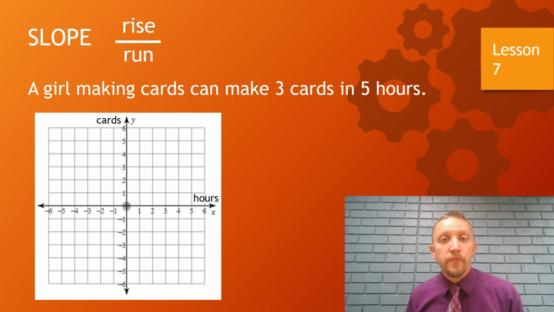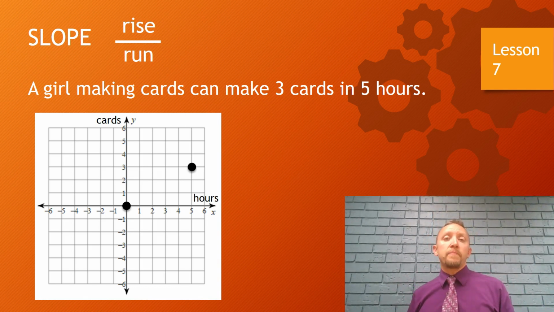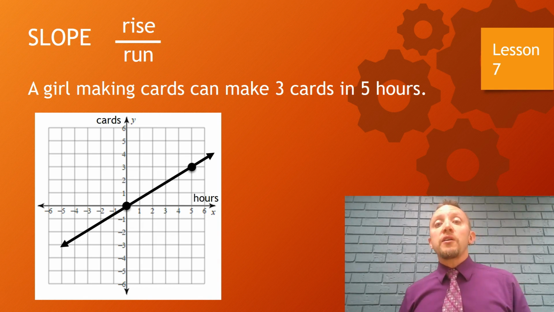How did you do? Let's check. So you should have had that coordinate. It could only fit if you did your grid this big. And again, if you're wondering how big you need to make your grids on your graph paper, as long as you can fit 1 or 2 points, remember you only need 2 points to make a straight line. So as long as you have enough for that, you're good. All right, so this one, again, we could connect it with a line, but this time it was 3 cards in 5 hours.